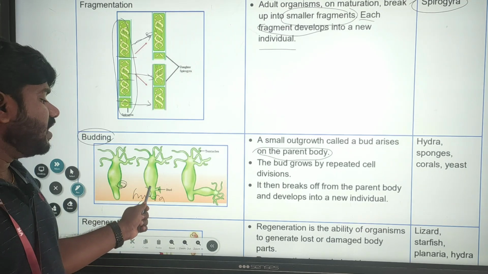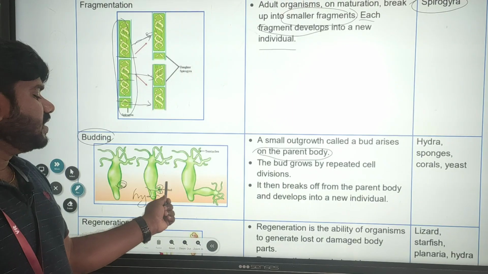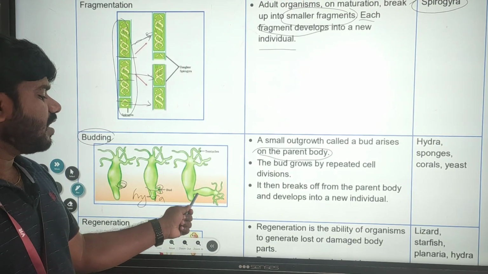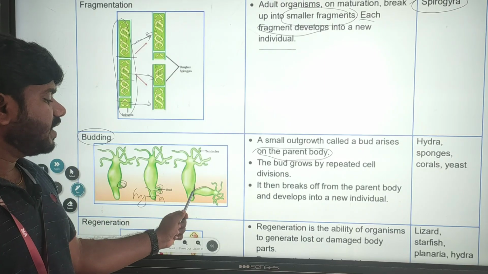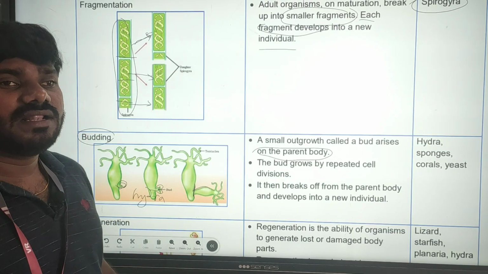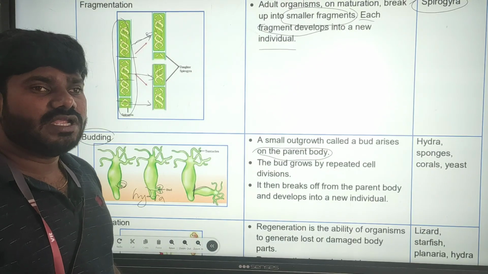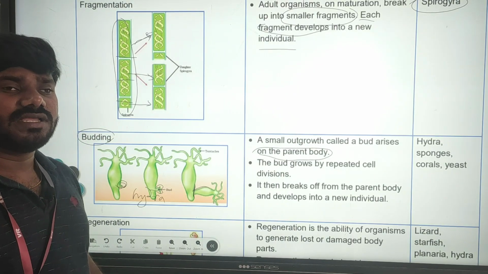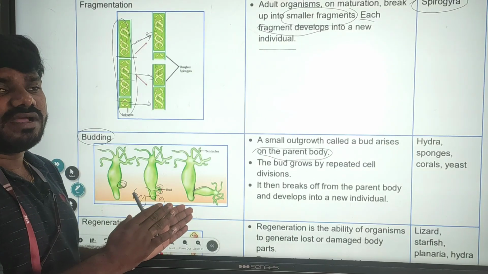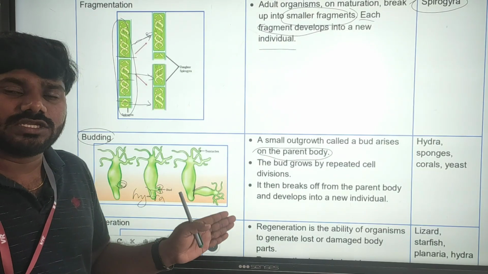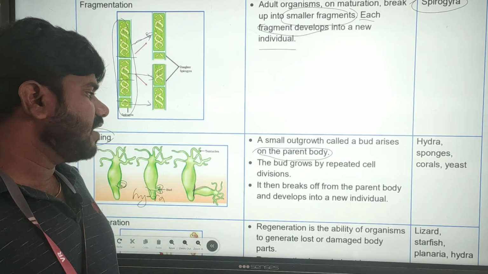When this bud matures and finds a favorable condition, it will detach from the mother hydra and live an individual life. That means after maturing, the daughter hydra doesn't want to stay with the mother. That's why it will detach, separate from the mother hydra, and survive an independent life.